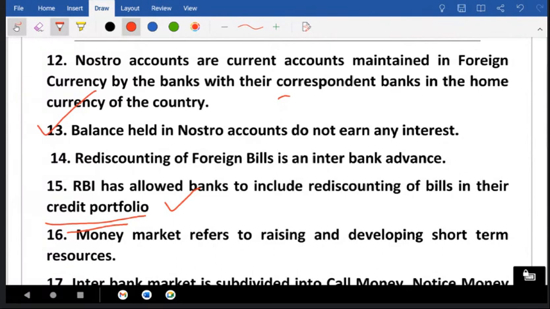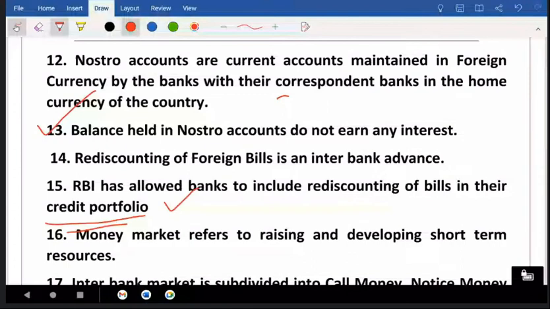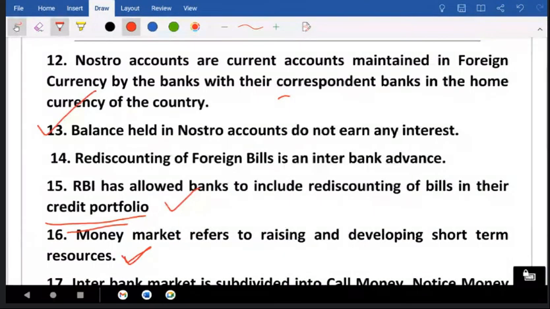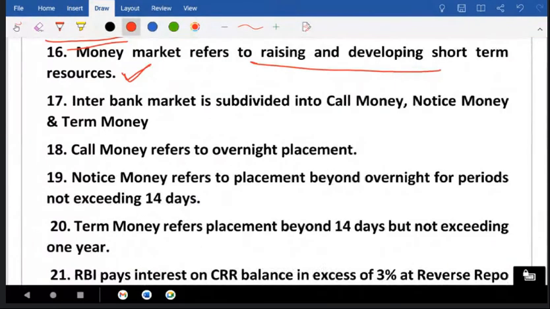Money market refers to raising and developing short-term resources, like issue of commercial paper and other borrowings. The interbank market is divided into call money, notice money, and term money. We'll see one by one. Call money refers to overnight placement. If you are borrowing money only for overnight, that is called call money.